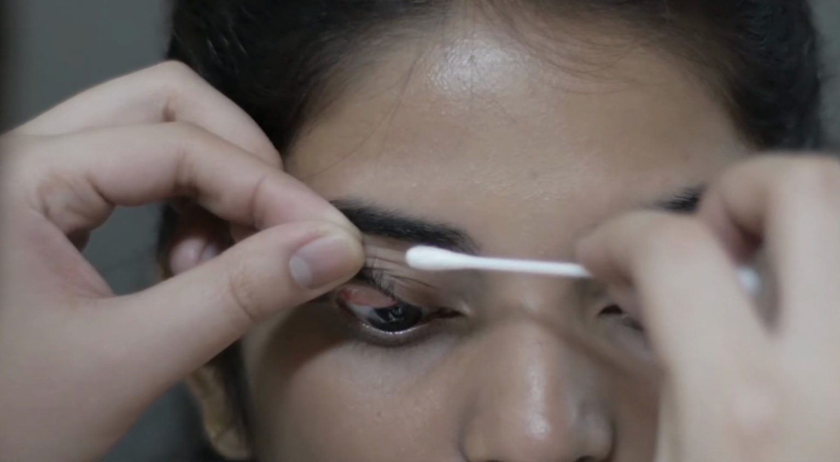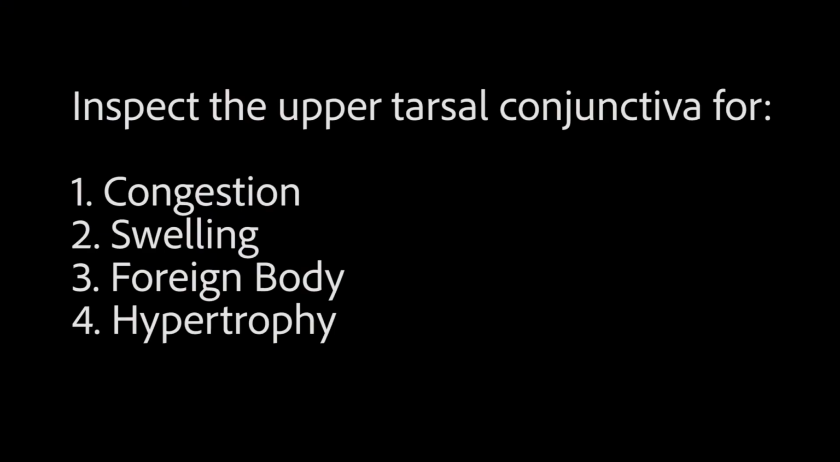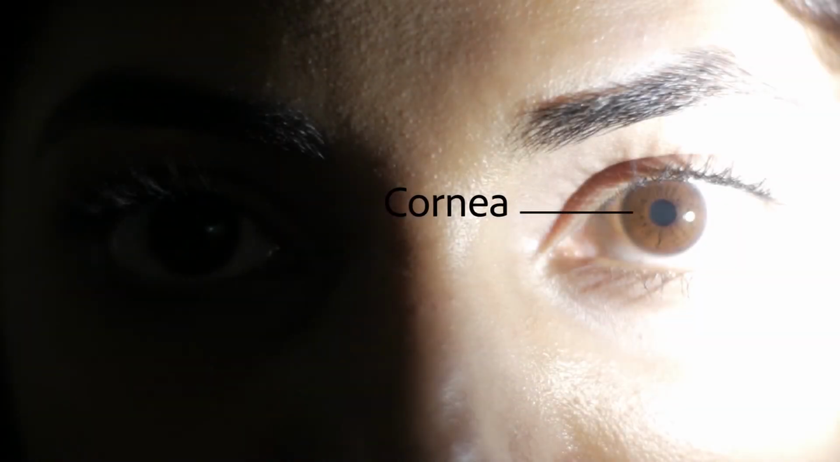Inspect the upper tarsal conjunctiva for congestion, swelling, foreign body, and hypertrophy. Instruct the patient to close his or her eyes to return the upper lid to its normal position. Now repeat on the left eye. Now let us examine the cornea. With the patient looking straight ahead and using a pen light directed from the side, note the smoothness, wetness, contour, and transparency.